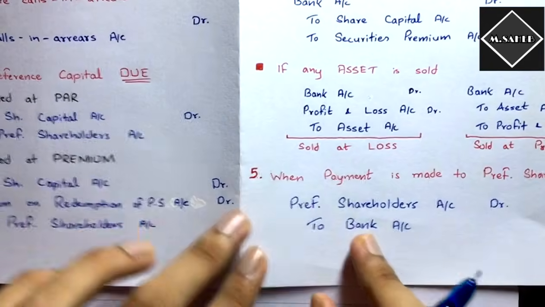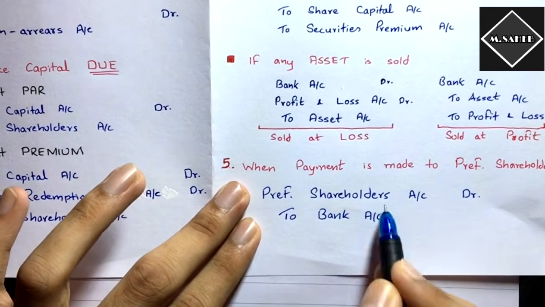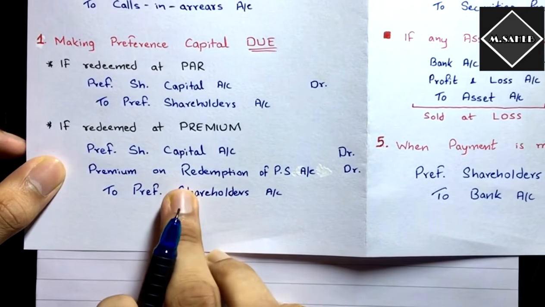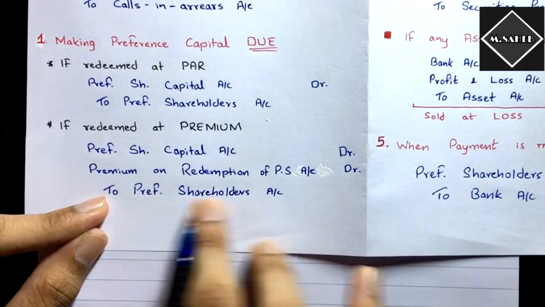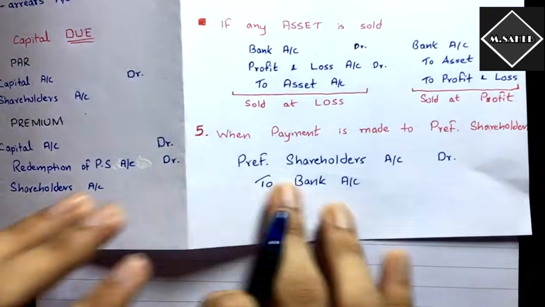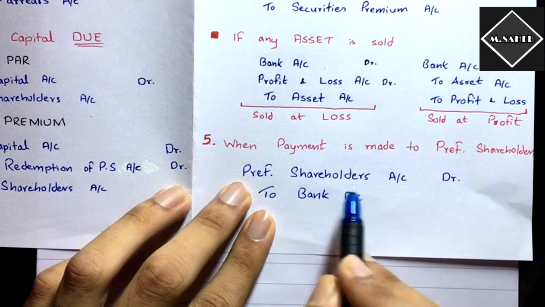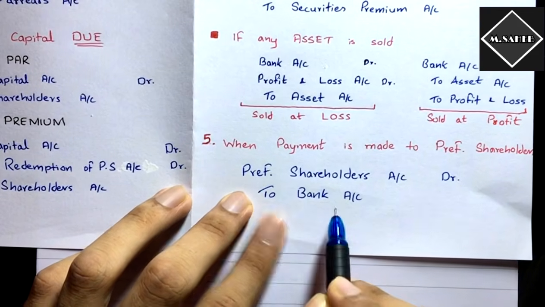And then what will happen at last? At last, it is very simple. At last, we will make the payment to the preference shareholders. Preference shareholders account debit. See here, this entry was the due entry, right? Here we accepted that we have to pay the preference shareholders, so we credited that. Here a liability was arising. Now here we are extinguishing, scrapping off the liability, we are paying them off. Preference shareholders account debit to bank account.